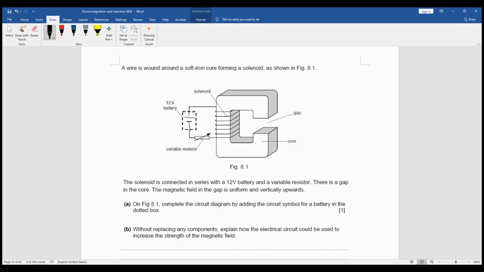Okay, so now you have to understand how it works. This battery, I think you need to draw in the proper direction. What it means is in this gap here, the magnetic field is in this direction, upwards. Which means to say this part is north and this part is south.